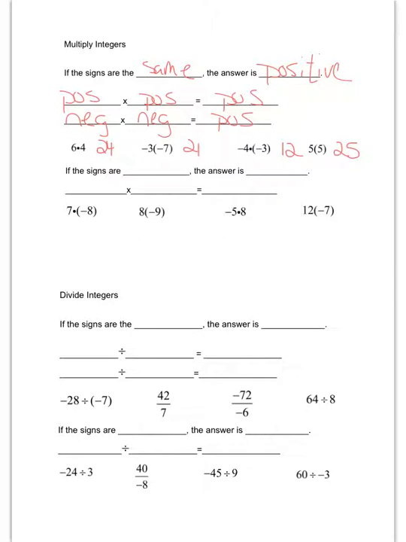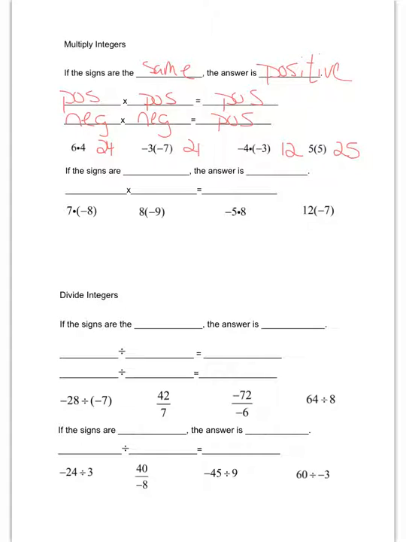All right, did you get what I got? 6 times 4 is positive 24. Negative 3 times negative 7 is positive 21. Negative 3 times negative 4, those are both negative, so the answer is positive 12. 5 times 5 is obviously 25.